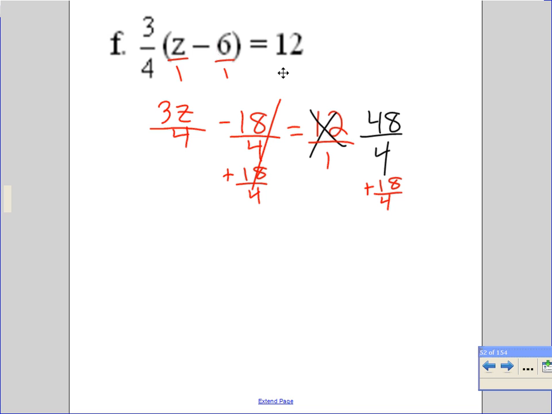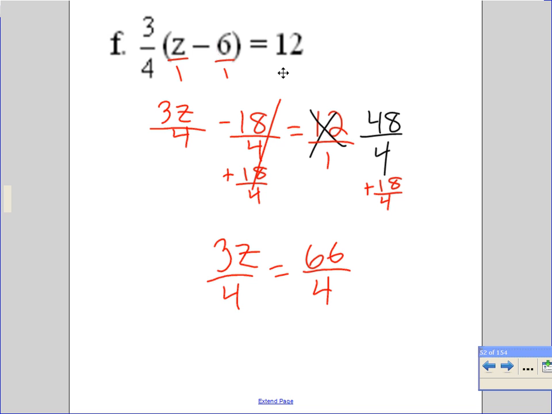Adam, what do you think? 3z over 4. Okay. Equals 66/4. Can you explain to me how you added the fraction, or explain to everyone how you added the fraction? I added 18. Good. Okay, perfect. When you're adding fractions, do not add the denominator.